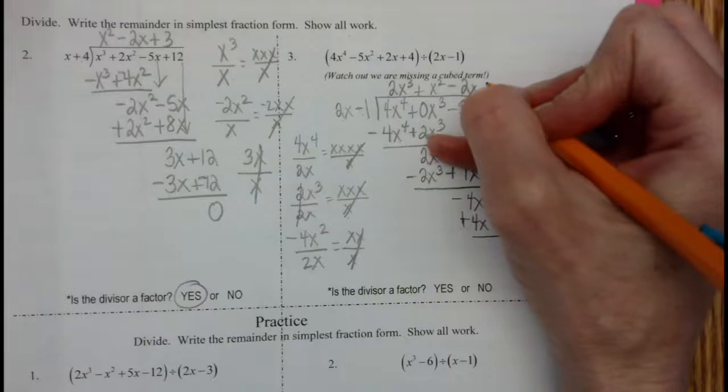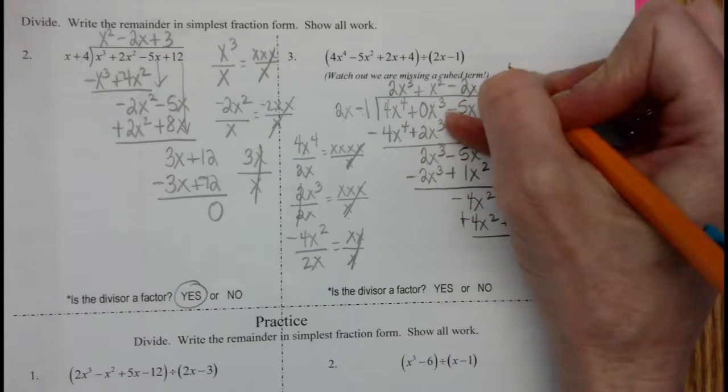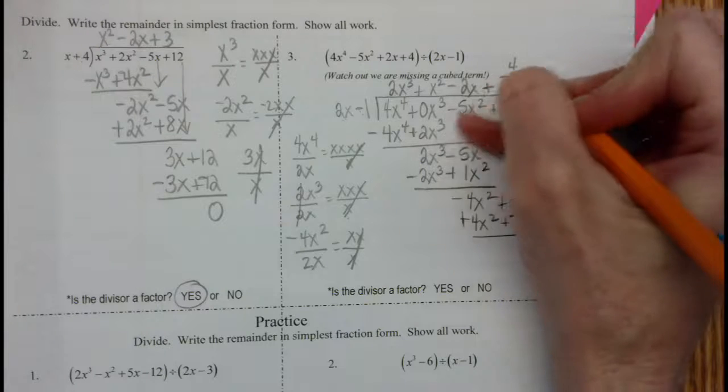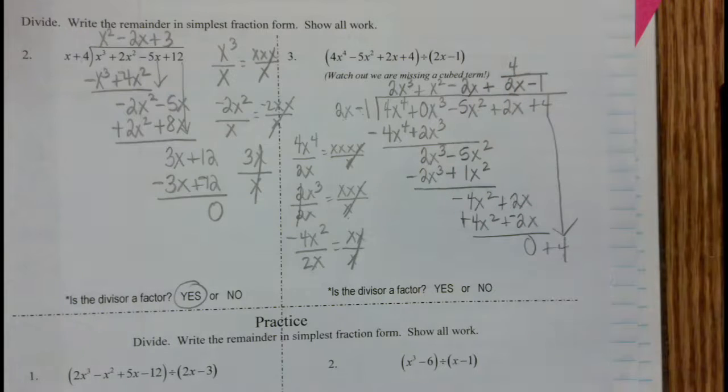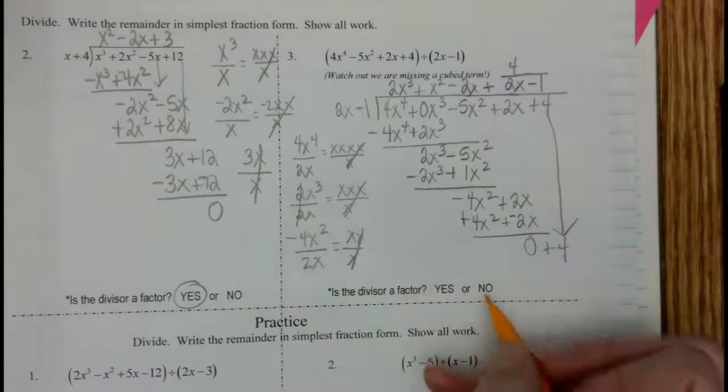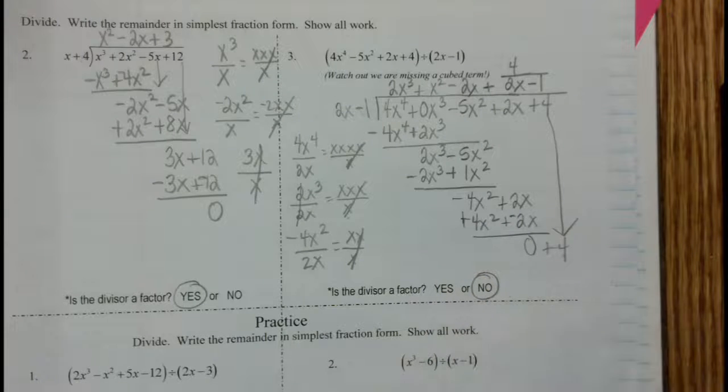So it's going to be plus, because 4 is positive, and then it's going to be over 2x minus 1, what we were dividing by. And because we have a remainder of 4, the divisor, the 2x minus 1, is not a factor.